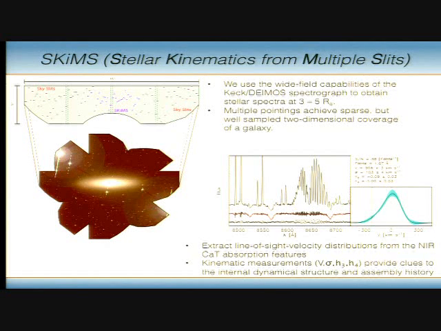This is an example of what our data look like. We focus on the near-infrared calcium triplet, and then we take those data and fit line of sight velocity distributions to them, and derive the standard Gauss-Hermite parameters: velocity, velocity dispersion, h3 and h4.